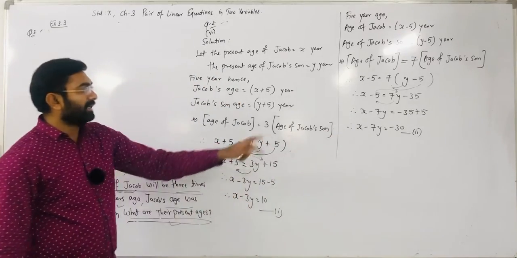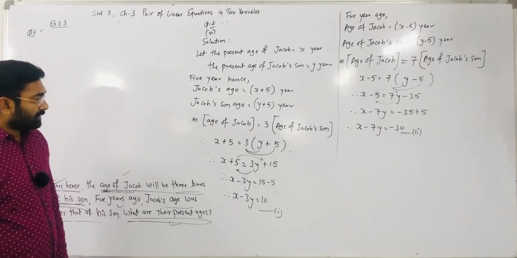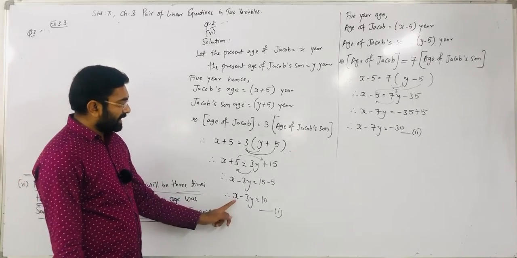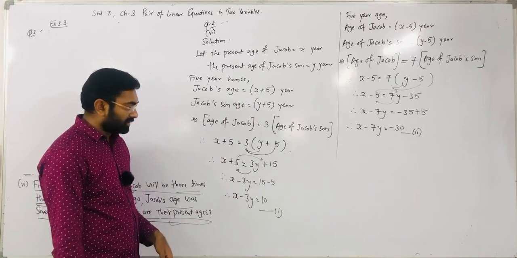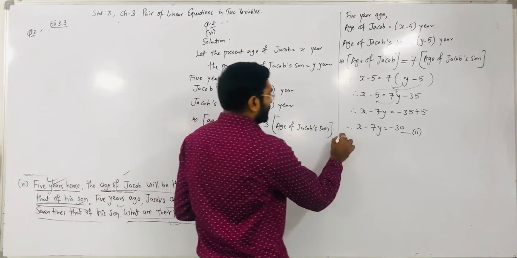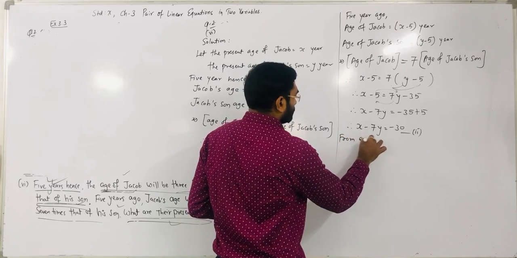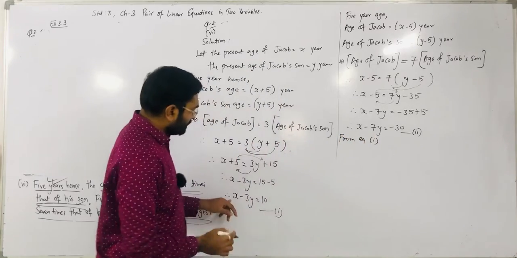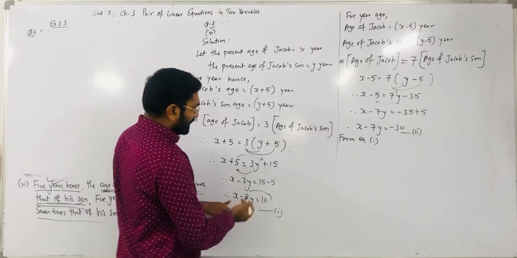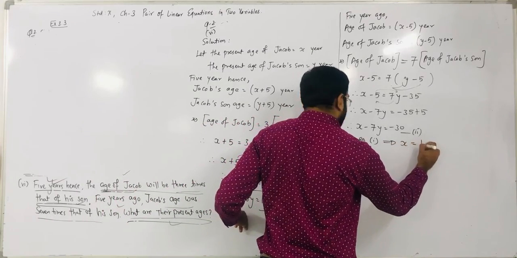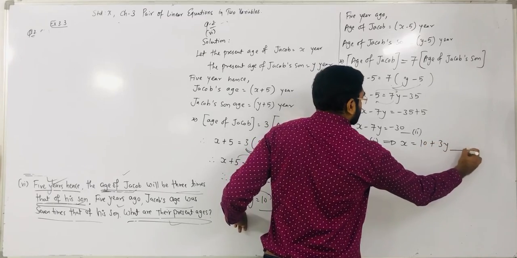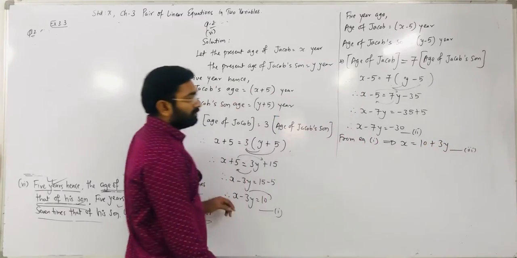We have to solve by the substitution method. So from equation 1, we make x the main variable, and that x value we have to substitute in the other equation 2. Right? So from equation 1, suppose x is the main term, so minus 3y goes to the right hand side, it becomes plus 3y. So x is equal to 10 plus 3y. Give it the third equation, equation 3.